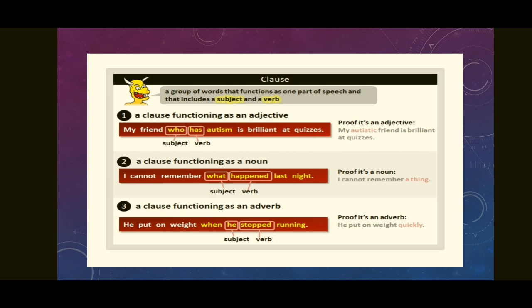A clause functioning as an adverb. He put on weight when he stopped running. He is a subject. Stopped is a verb. Proof of an adverb: he put on weight quickly.